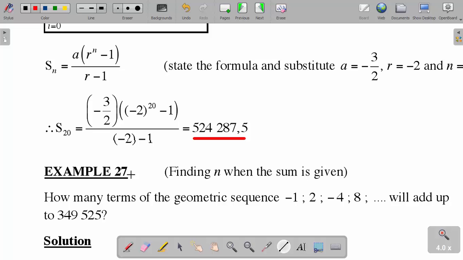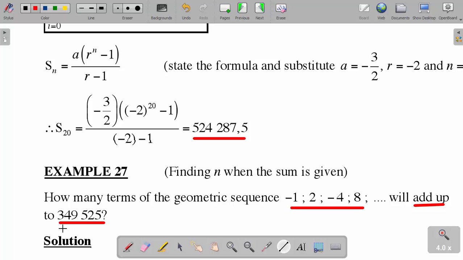Now sometimes it can be more interesting, whereby you have to find n when the sum is given. For example, they say how many terms of the geometric sequence negative 1, 2, negative 4, 8, and so on will add up to 349525. Listen again. They give us the sequence, and they say it must add up to 349525.